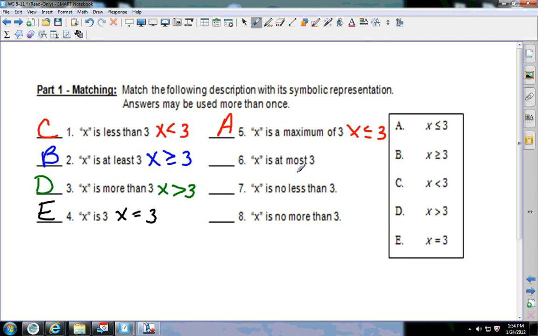X is at most. X is less than or equal to 3. Again, letter A. X is no less than. So x is greater than or equal to 3. We have letter B. X is no more than 3. X is less than or equal to 3. The answer is A.